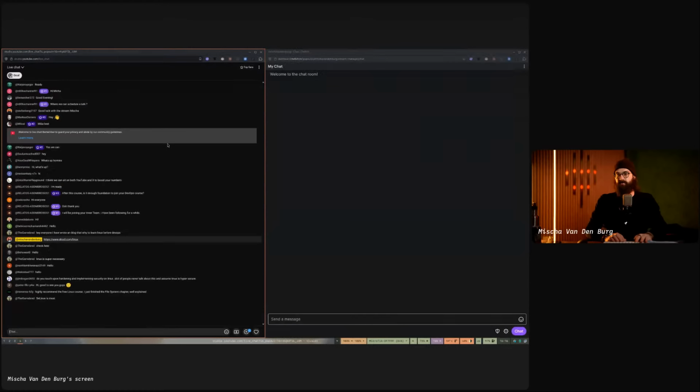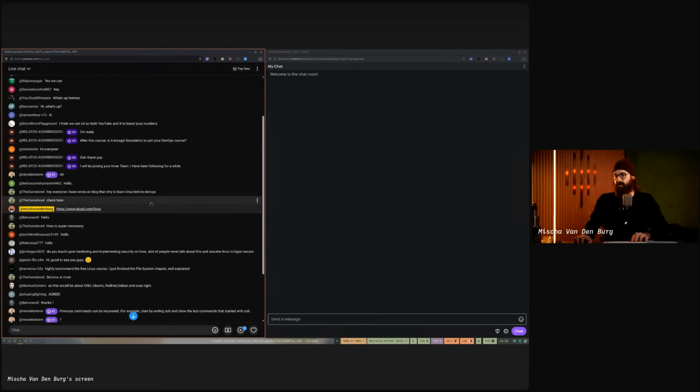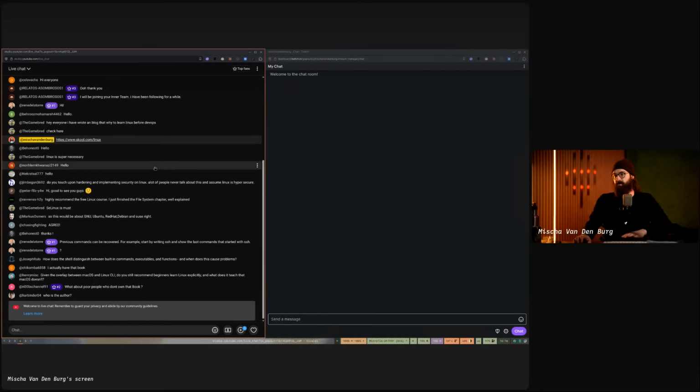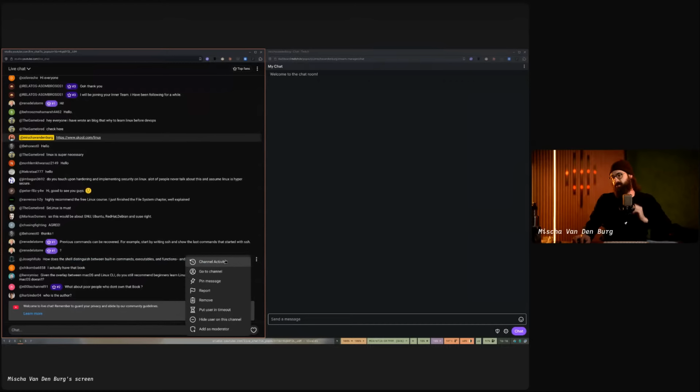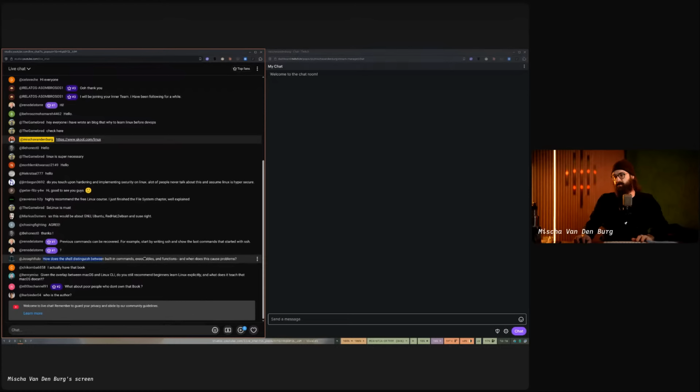Okay, so I've made a few statements there. So let's just take a look at the chat if something is not resonating here. Someone's saying agree. I'm not sure what you're agreeing to, but let me see. Yeah. How does the shell distinguish between built-in commands, executables, and functions? And when does this cause problems? That's a really nice question. That's a good one.